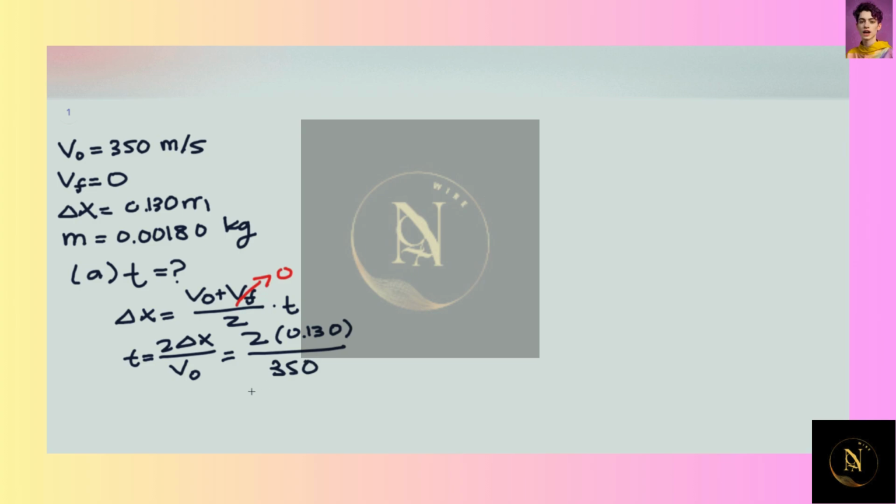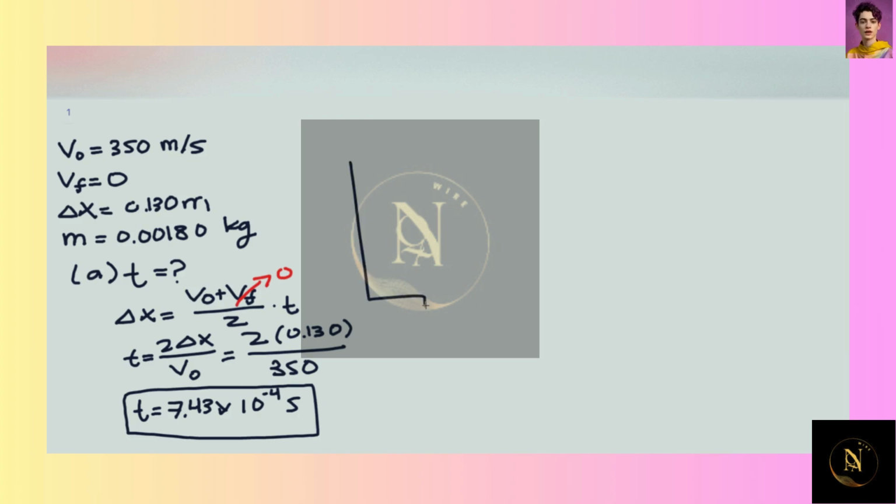Plugging in the numbers, 0.130 for displacement and 350 for velocity, we get that it was 7.43 times 10 to the minus 4 seconds to 3 significant figures. So a very, very quick interaction.